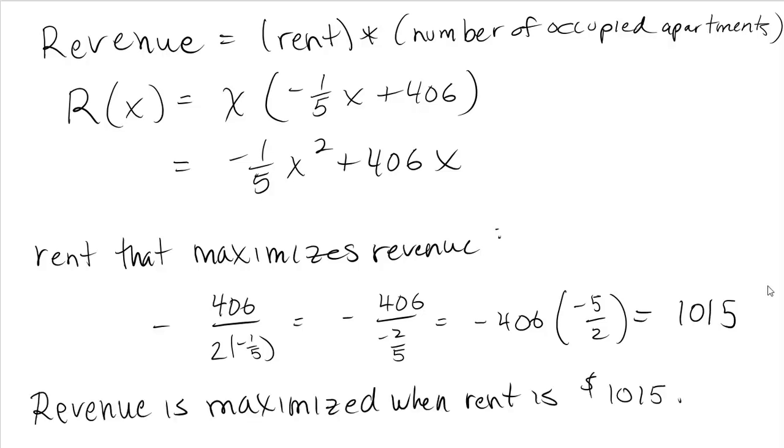They will lose some customers because of that. They'll have some unoccupied apartments. But the increase in price makes up for that up to a certain point. If they increase the price too far above that, they lose too many customers and it'll actually drive the revenue down. The spot that will maximize their income is $1,015, not taking into account any costs. We're only looking at revenue here.